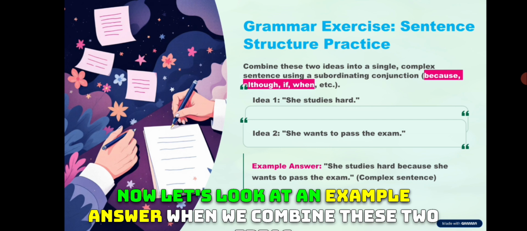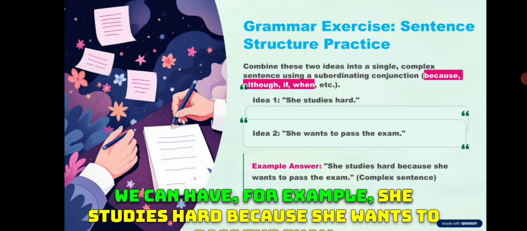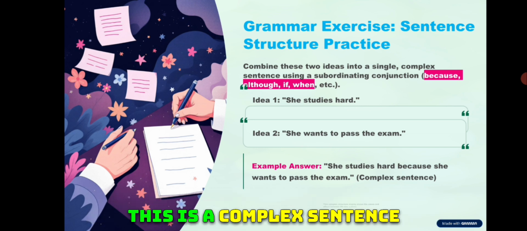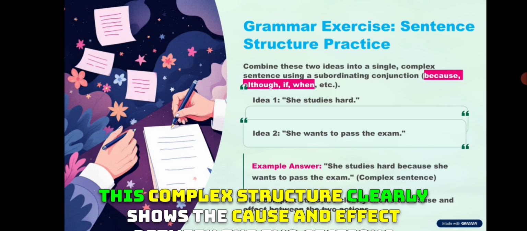Now let's look at an example answer. When we combine these 2 ideas, we can have, for example, she studies hard because she wants to pass the exam. This is a complex sentence. This complex structure clearly shows the cause and effect between the two sections.